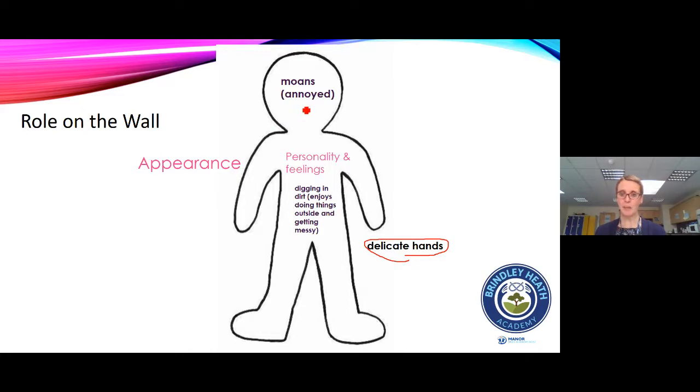In terms of her personality and her feelings, I've put she moans, so she's obviously quite annoyed, isn't she? Not very happy at the moment having to go to this ball, and not afraid to say so. Some people would perhaps keep it to themselves, but she is speaking her mind.